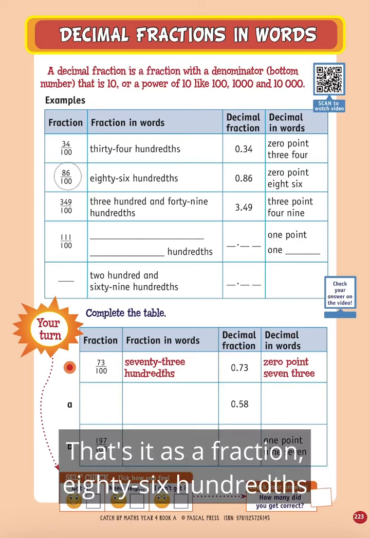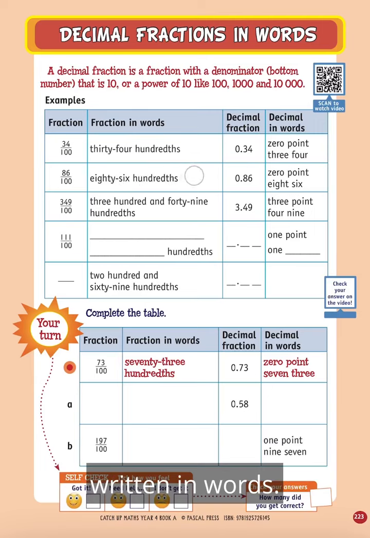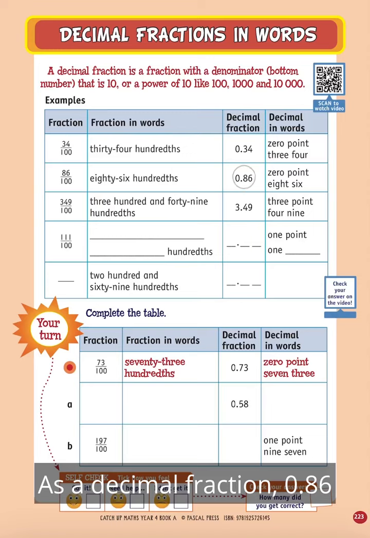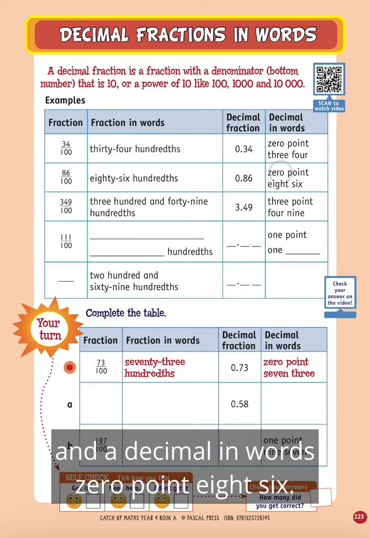Now let's look at 86 hundredths. That's it as a fraction. 86 hundredths written in words. As a decimal fraction, 0.86, and a decimal in words is 0.86.